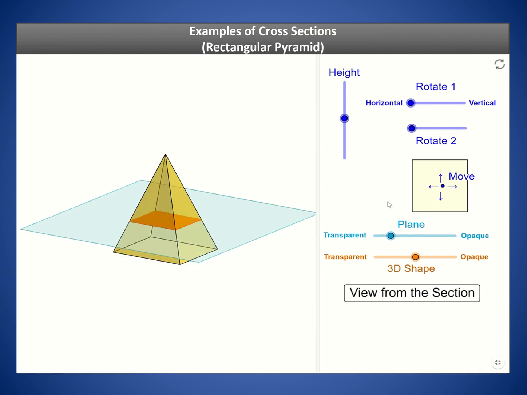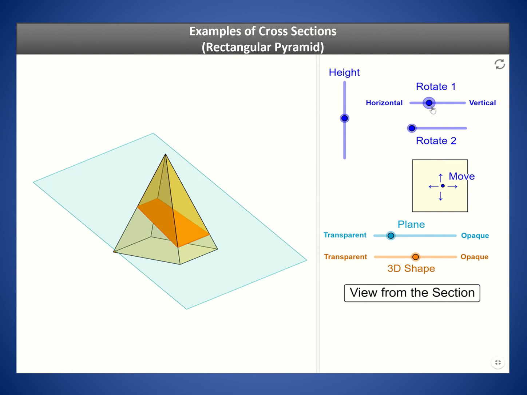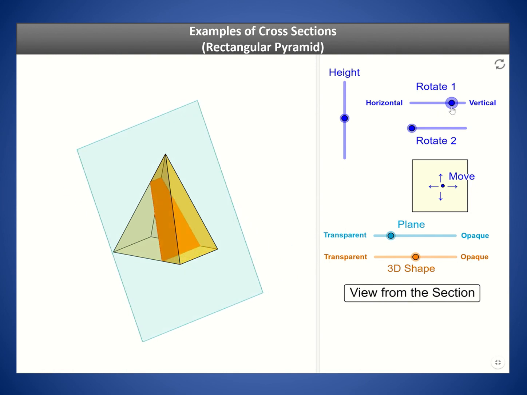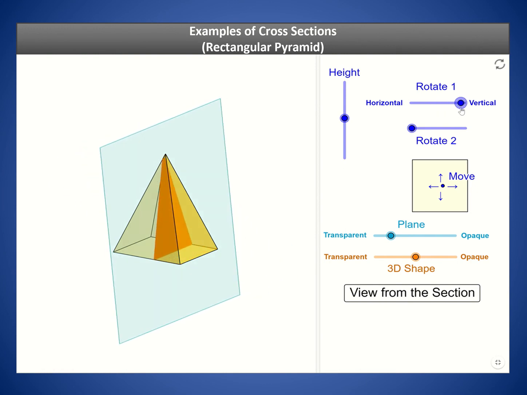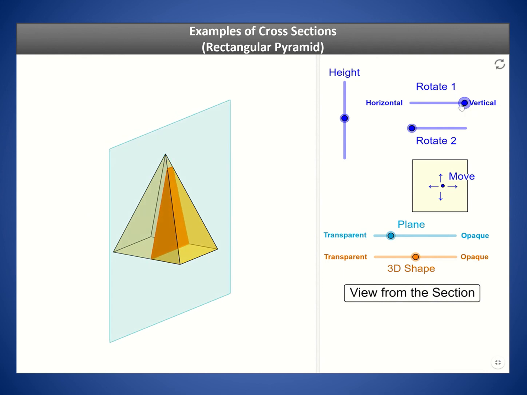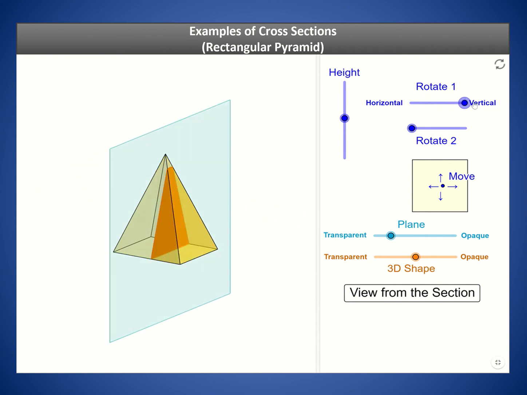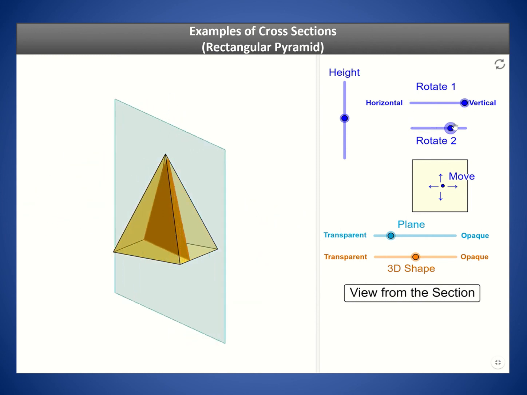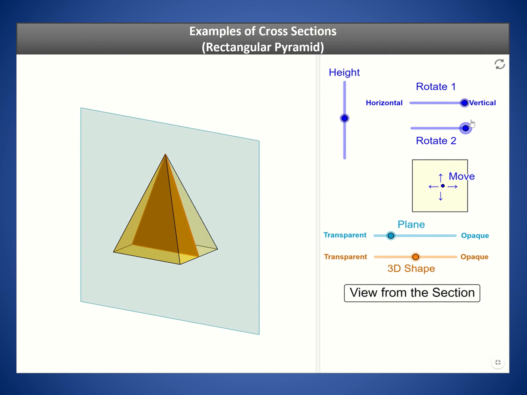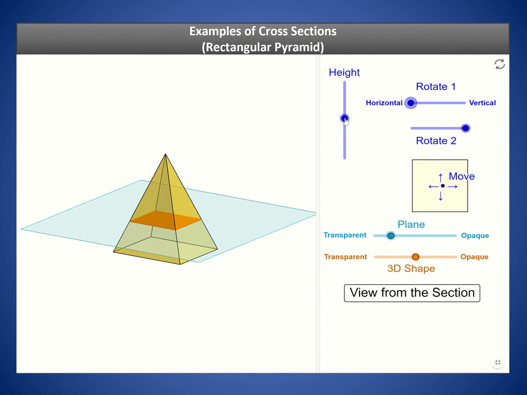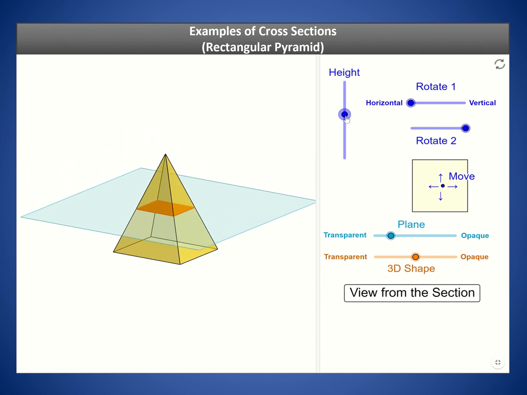For a rectangular pyramid, if I slice parallel to the base, it's a rectangle because it's a rectangular base. If I adjust it, I still get a rectangular shape, and at some point it becomes more trapezoidal. Then I go to the perpendicular, and it becomes a triangle, you can see there. Then I can rotate it, and now it's more trapezoidal depending on the location of the slice. If I rotate it again, I get the triangular slice there. That's another perpendicular slice. If I put it back to normal and adjust the height, I get various slices that are rectangles.